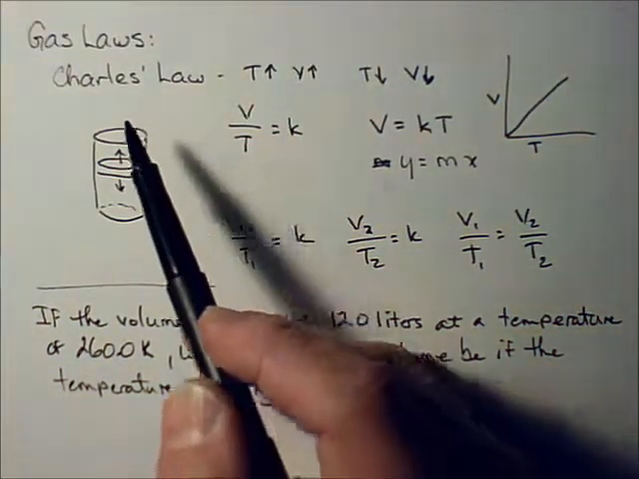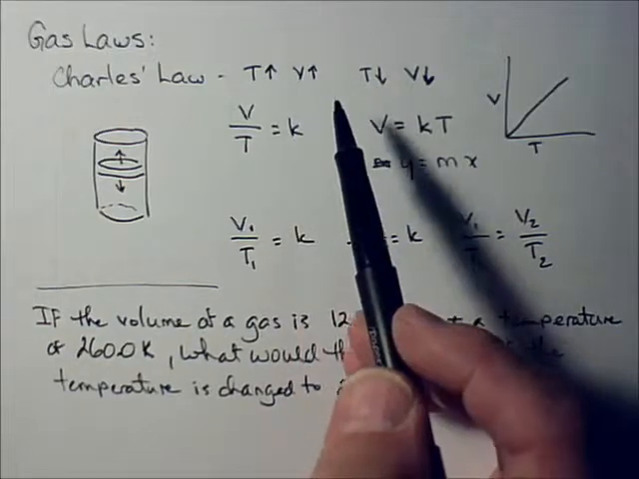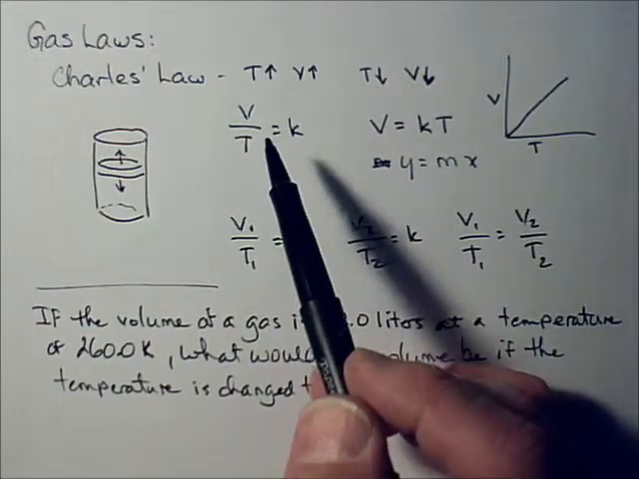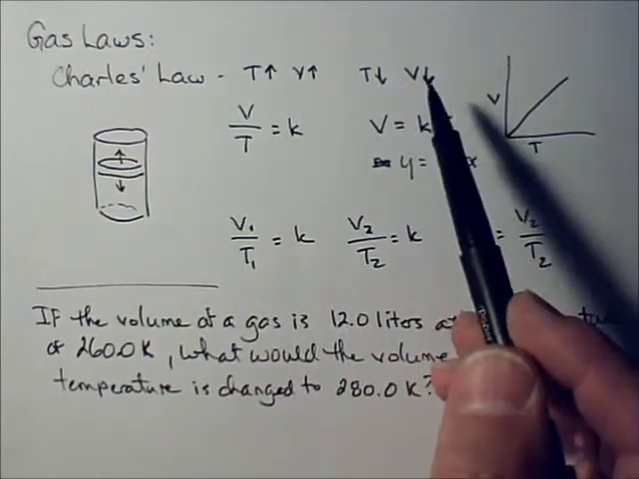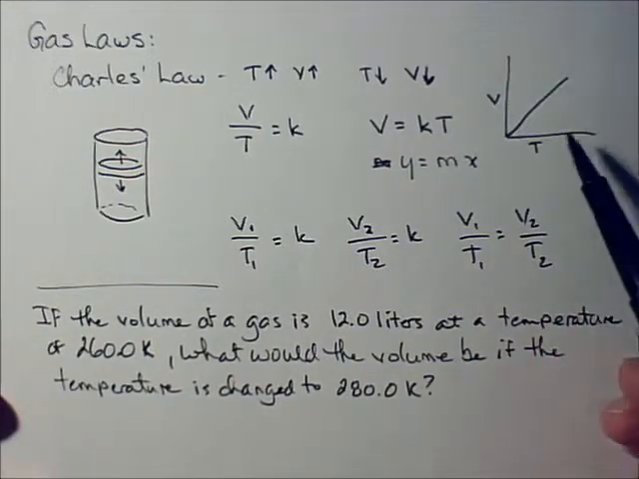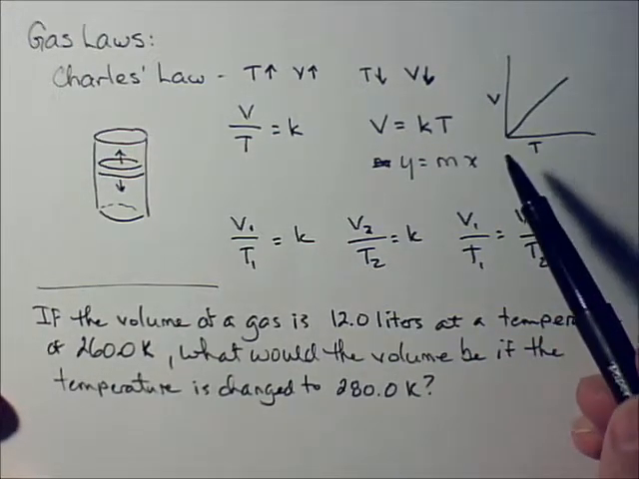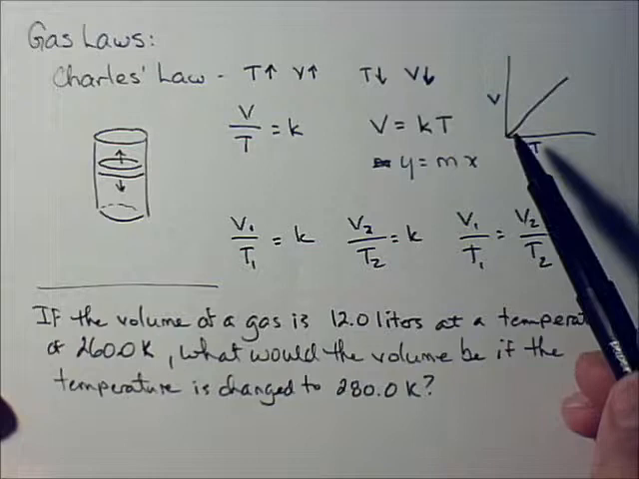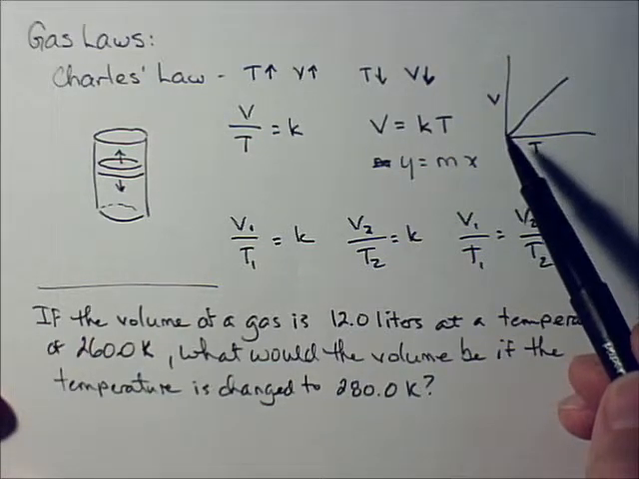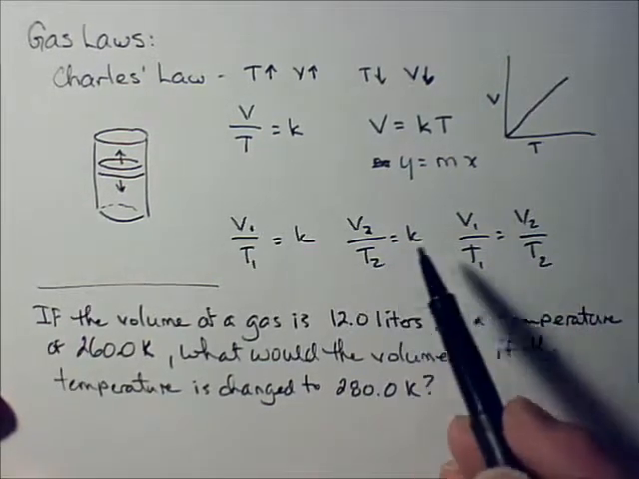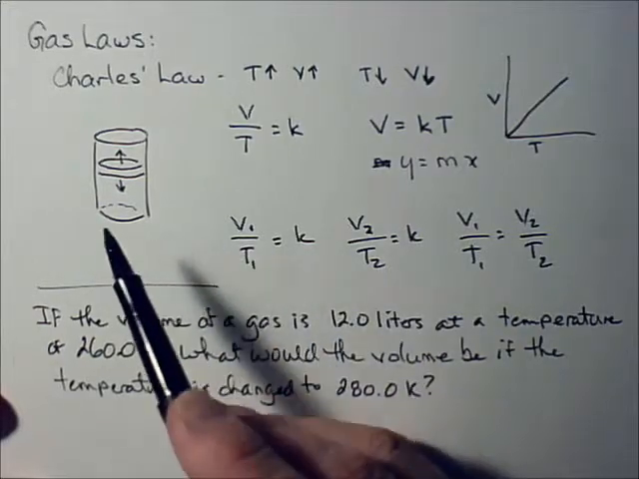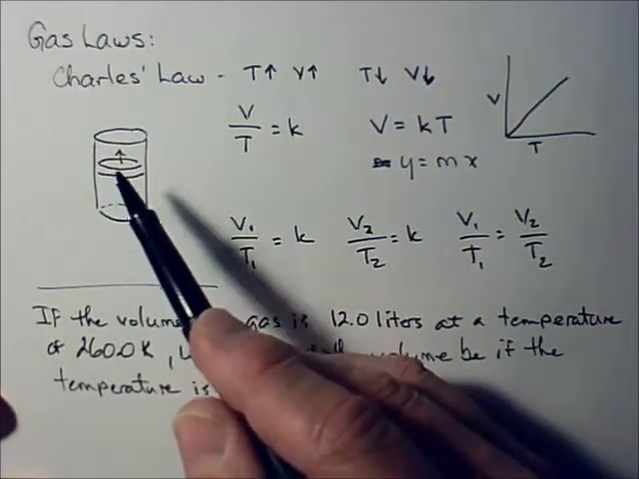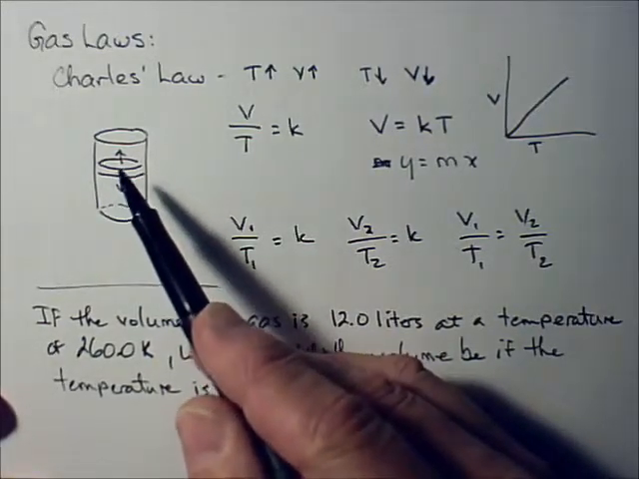All right, so in Charles' law, temperature and volume respond to each other. Temperature goes up, volume goes up. Temperature goes down, volume goes down. The result is that the relationship between volume and temperature always produces a straight line, and the straight line intercepts at 0, 0. Okay? And what we're showing here is a cylinder with a piston.